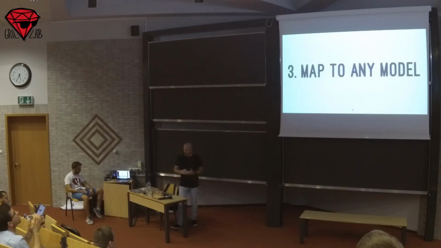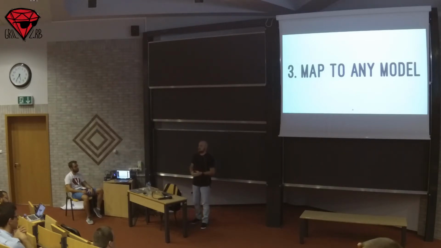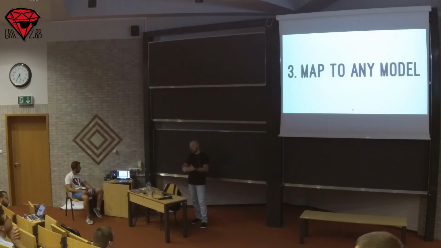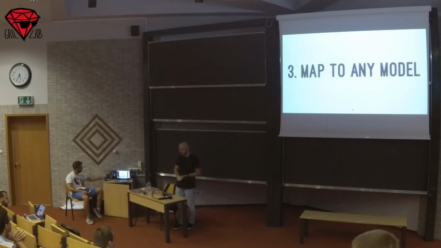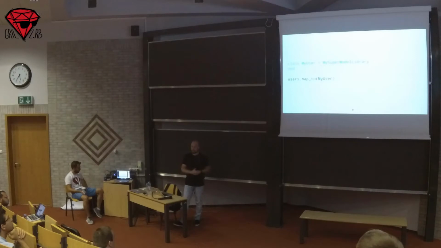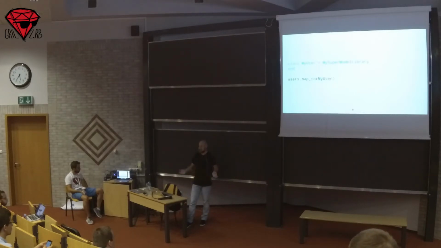Number three, you can map to any model. As I mentioned, you can start with auto-structs, automatically created structs, you can start with magic, but at any point in time, you can define your own classes. And mapping to any model in ROM is a first-class feature that was implemented in ROM from the very start. So you can use a struct that inherits from your own MySuperModel library, or you can even not use any library and define your own structs as simple objects that will just receive data as a hash. And you can just say users map to my user, and you're done.